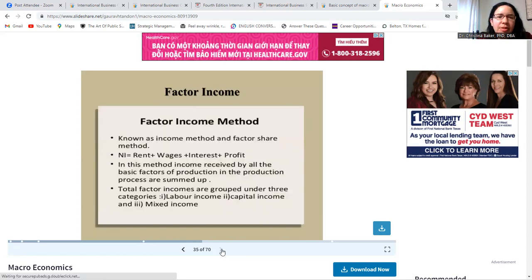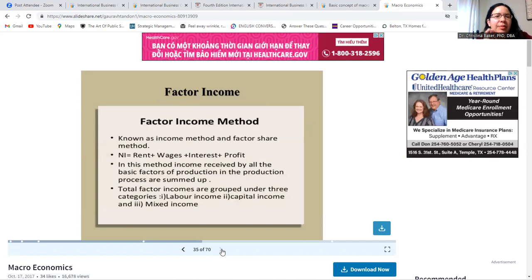The factor income method is also known as the income method and the factor share method. NI equals rent plus wages plus interest plus profit. In this method, income received by all basic factors of production in the production process are summed up. Total factor incomes are grouped under three categories: labor income, capital income, and mixed income.